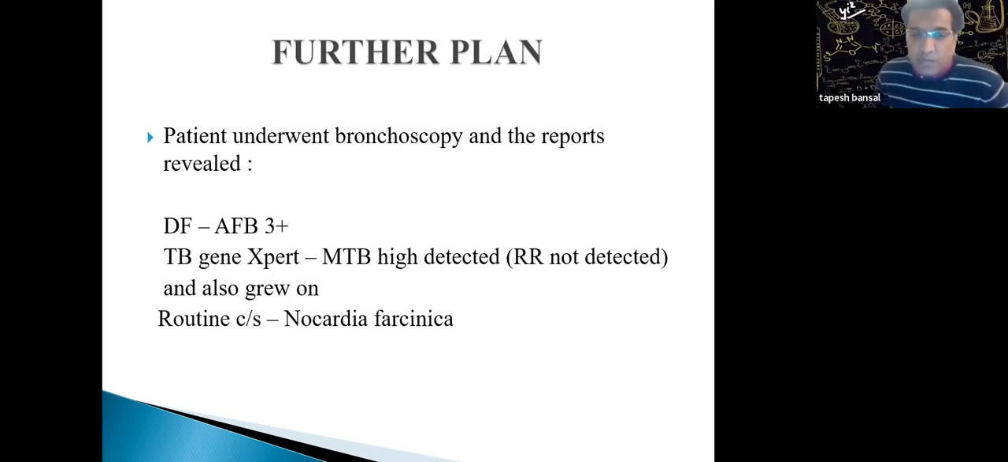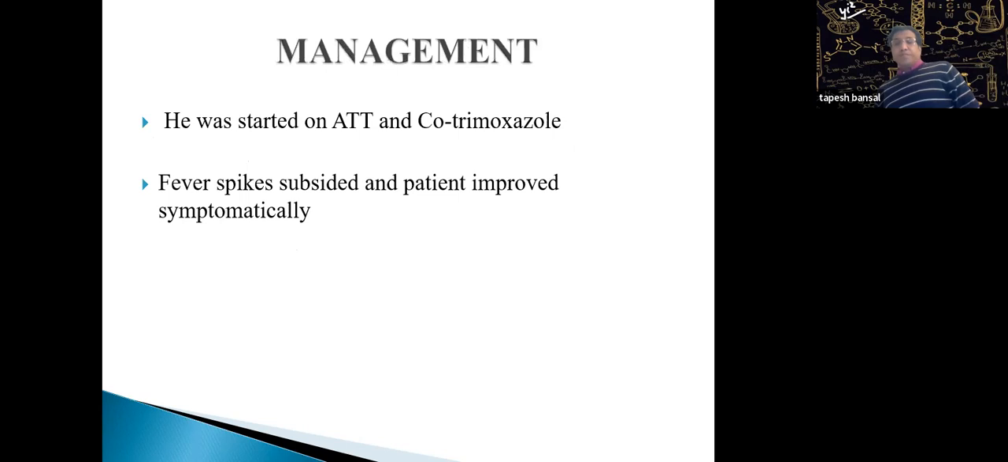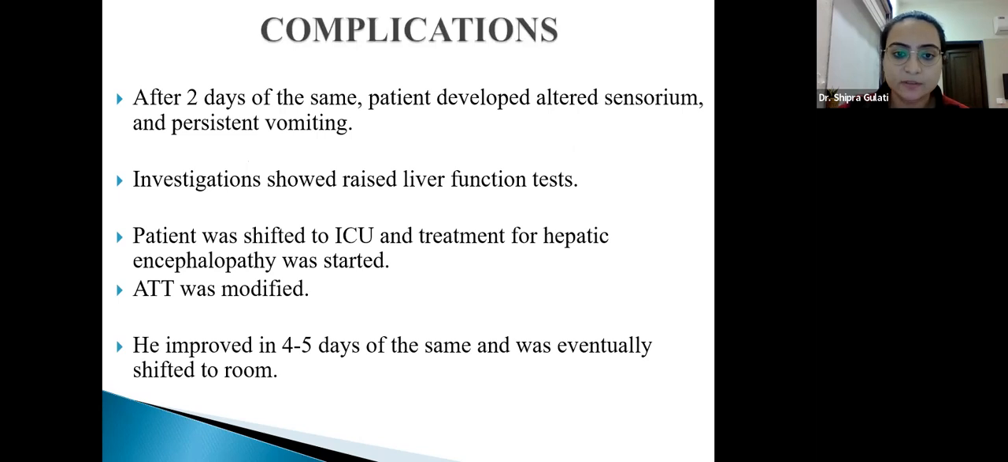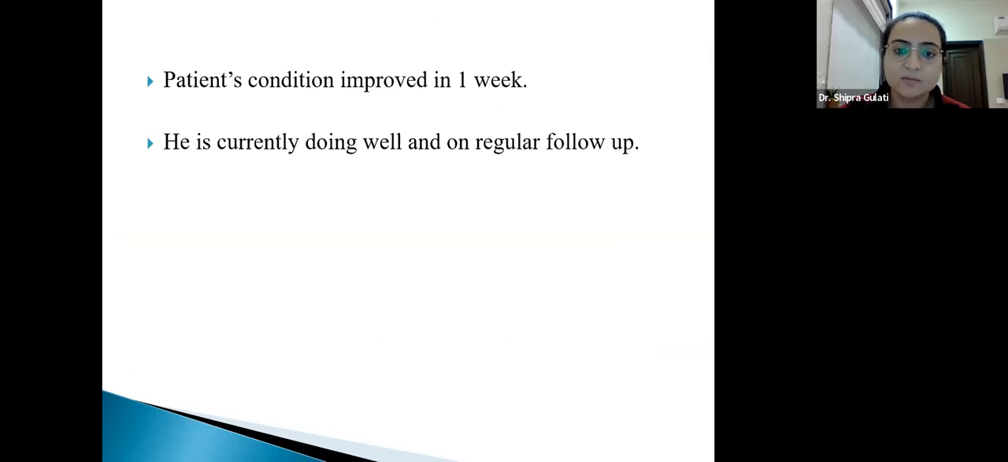Okay, so I think let's move on then. The patient was started on ATD along with cotrimoxazole. His fever spikes subsided and he improved symptomatically. After 2 days of the same treatment, the patient developed altered sensorium and persistent vomiting. Repeat investigation showed a rise in liver function tests. He was shifted to the ICU and treatment for hepatic encephalopathy was started and ATD was modified. He improved in 4 to 5 days and the patient was eventually shifted to the room. His condition improved after 1 week and he is currently doing well on regular follow-up.